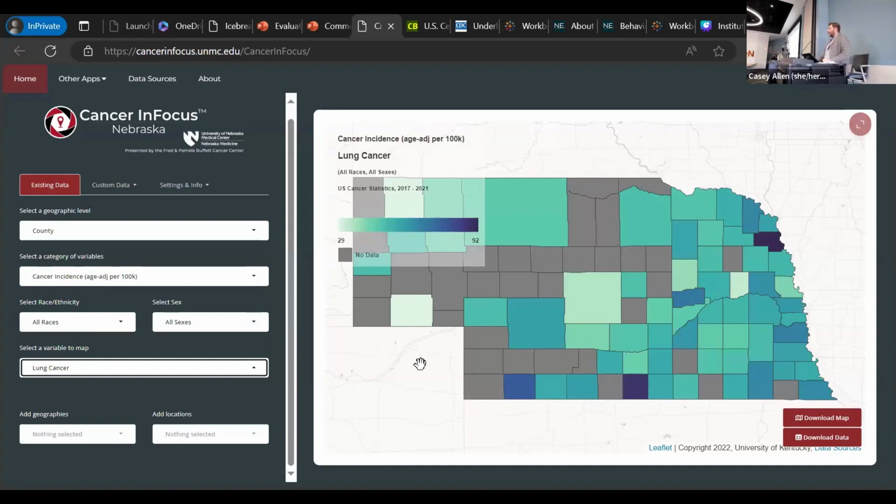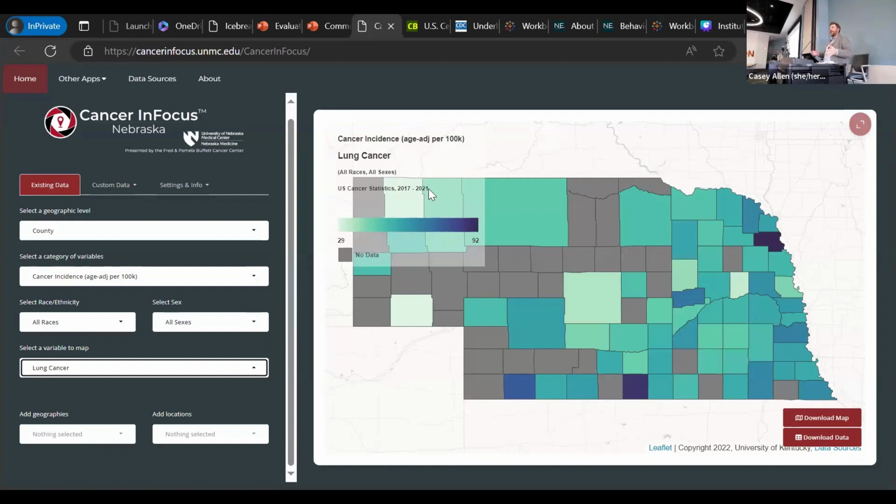So now we have a map that displays the incidence of lung cancer in Nebraska. Up here in the upper left-hand corner of the map, you're going to get the legend that's going to explain what it is that you're looking at. We're looking at cancer incidence per 100,000 people. We're looking at lung cancer, all races and all sexes. And then you get the specific data source that you're using in this legend as well.